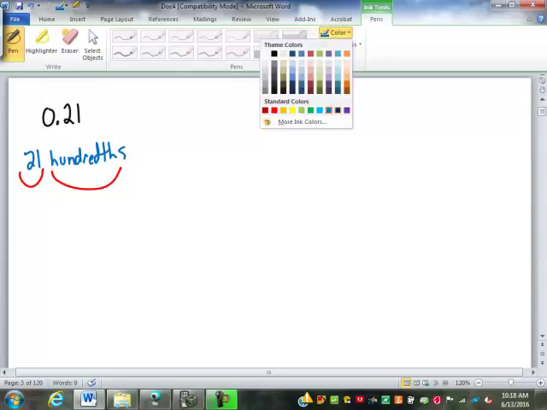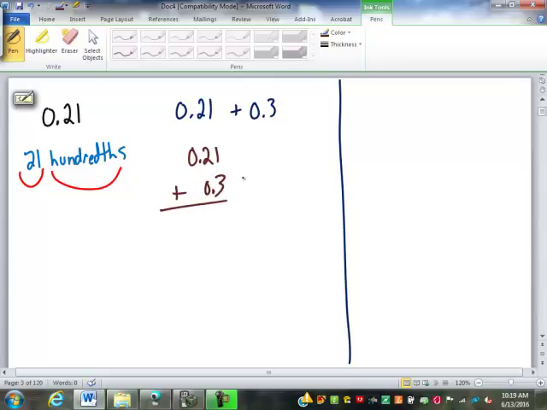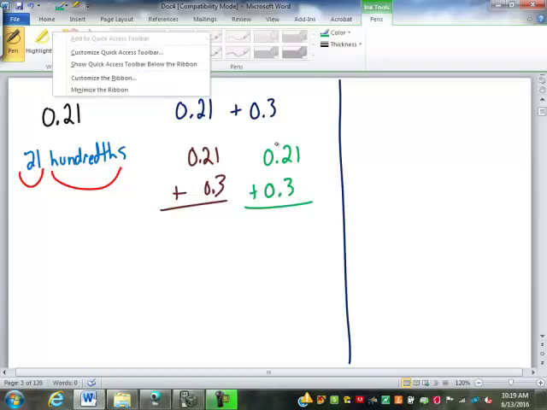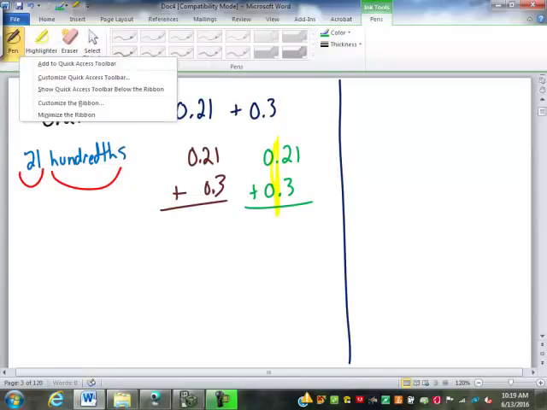So let's say I go to combine 0.21 plus 0.3. I'm going to add those. Can I just go ahead and do this? Is that going to work? No, why not? Okay, somewhere around 3rd or 4th grade, your teacher told you when you add decimals, you must line up the decimal point, right? Well, that's not just because that third grade teacher said so.